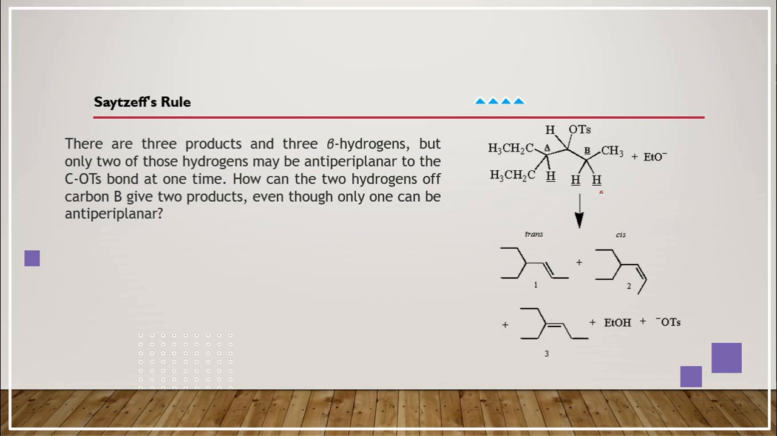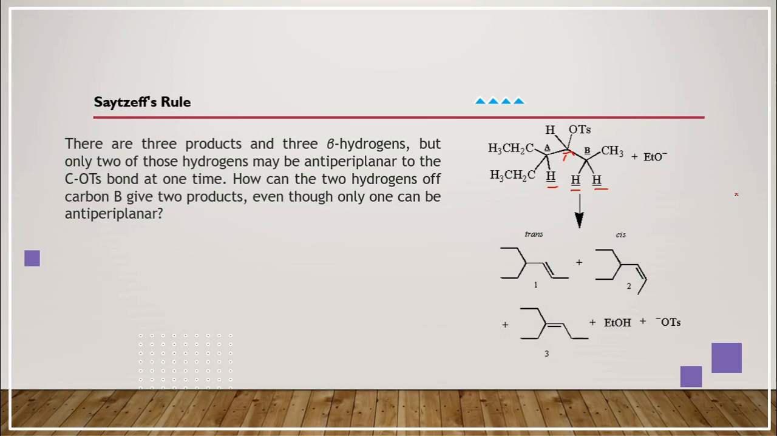Zaitsev's rule helps us to predict the formation of the major product. Let us take this example. Now, in this particular example, there are three beta hydrogens, but only two of these hydrogens may be anti-periplanar to the carbon OTs at one time. Now, how can the two hydrogens of carbon B give two products, even though only one can be anti-periplanar?